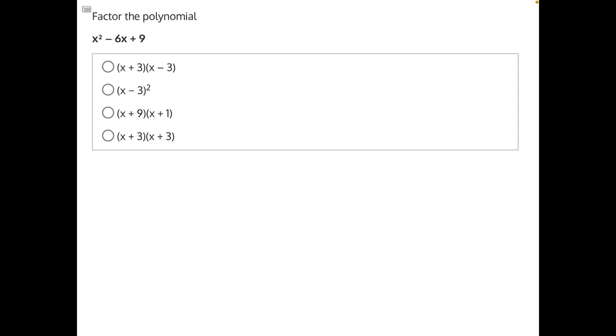There are two ways that we could factor this polynomial. One way is to do factoring by grouping. For this, we'll need to rewrite our equation and rewrite our b term as two terms that are being added together. Their sum will have to equal 6x.